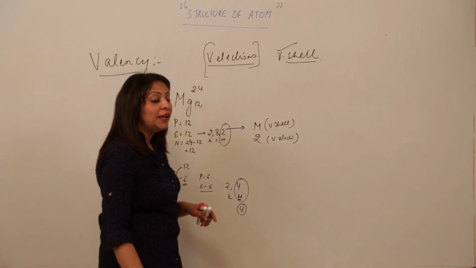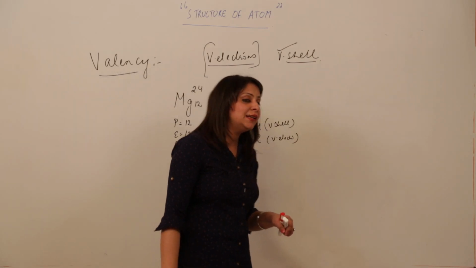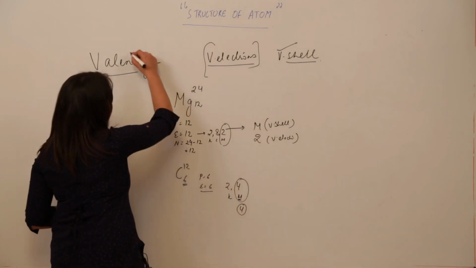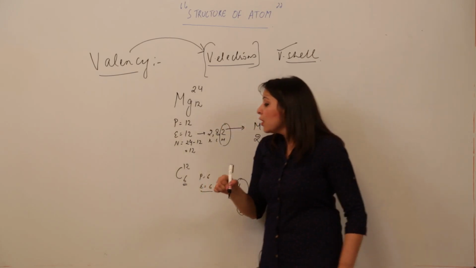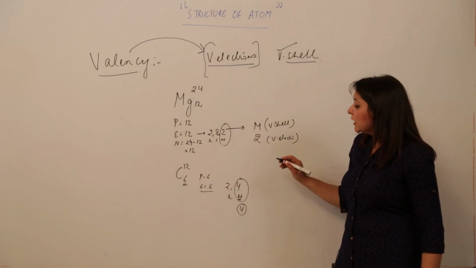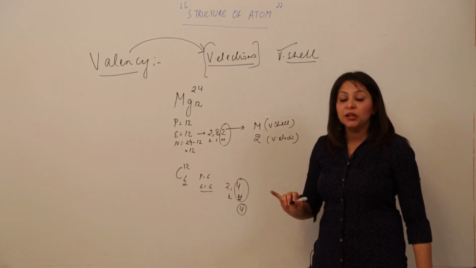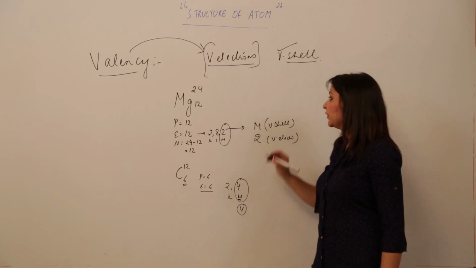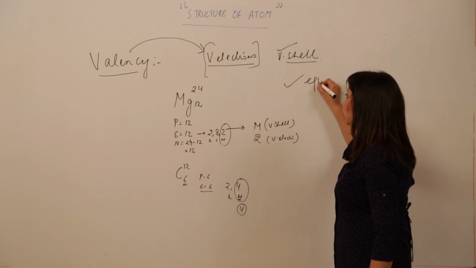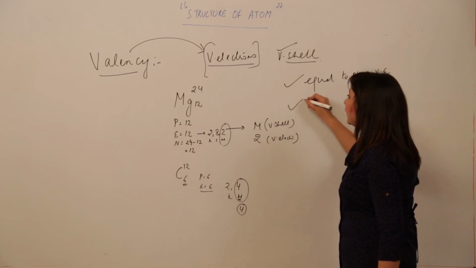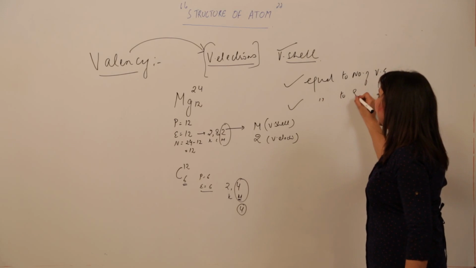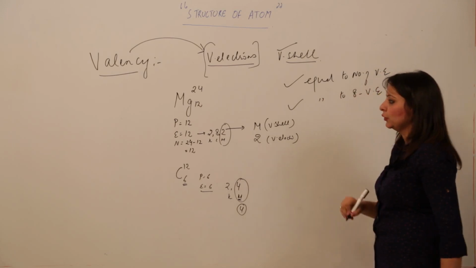Now what is the main role of the valence electron? As I told you, valency has the main role and it directly depends upon the valence electron. So the valency is indicated by the valence electron. Now how does it depend on the valence electron? See, either it is equal to the number of valence electrons or it is equal to 8 minus the valence electrons.